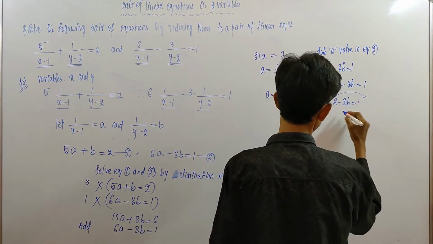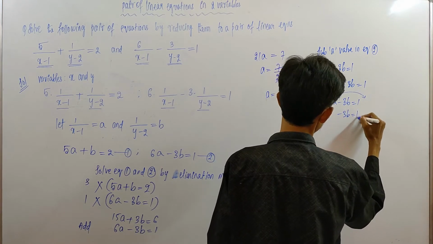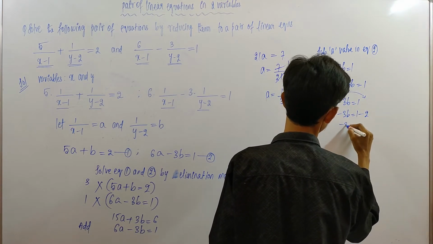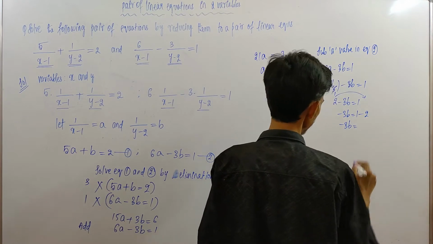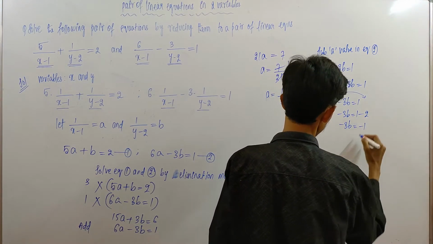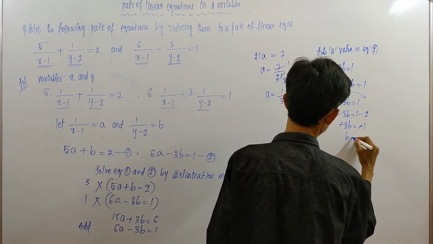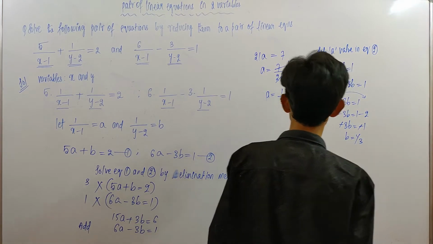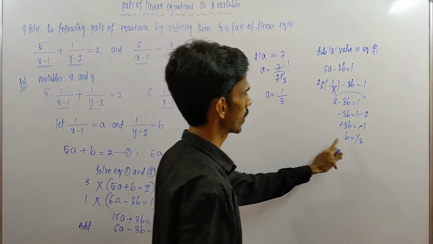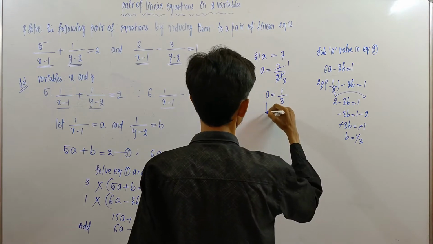Send this to that side. We have 3b equals 2 minus 1, minus 1, this minus 1 cancels. We have the b value as 1 divided by 3. We got the a value as 1 by 3, the b value as 1 by 3.